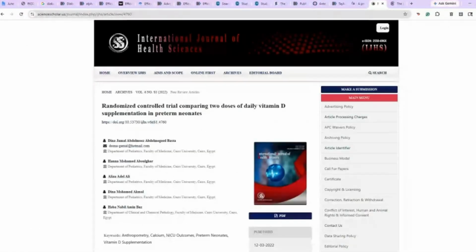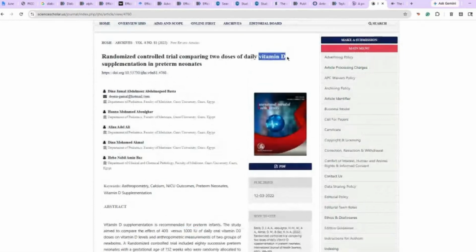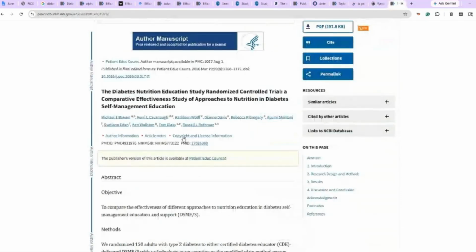So this one, you see how they are comparing different doses of vitamin D. They are comparing 2 doses of daily vitamin D, so that becomes a 2-arm study. They are comparing the effect of 400 IU versus 1000 IU. Although the intervention is the same, they are still comparing 2 arms. So in this case, our 400 IU vitamin D can be the intervention arm, and this 1000 IU can be the control arm, right? And then for 3-arm studies, instead of 2 arms, there will be 3 arms.